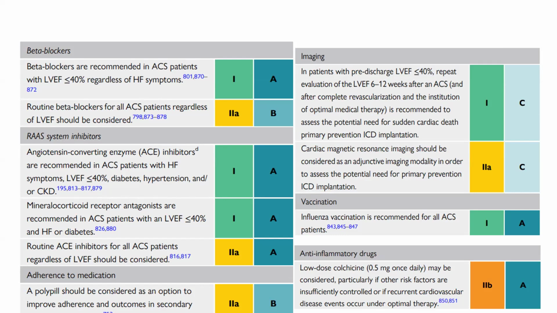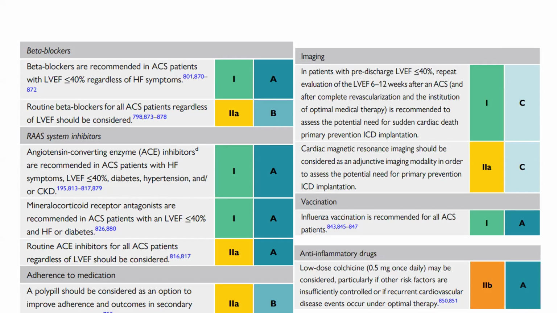Cardiac MRI should be considered as an adjunctive imaging modality in order to assess the potential need for primary prevention with ICD implantation. That's 2A. Influenza vaccination is recommended for all ACS patients. It's not something that we do in Ghana, or that I'm aware of.